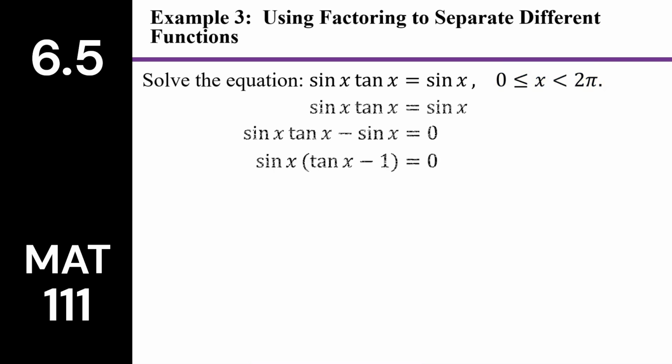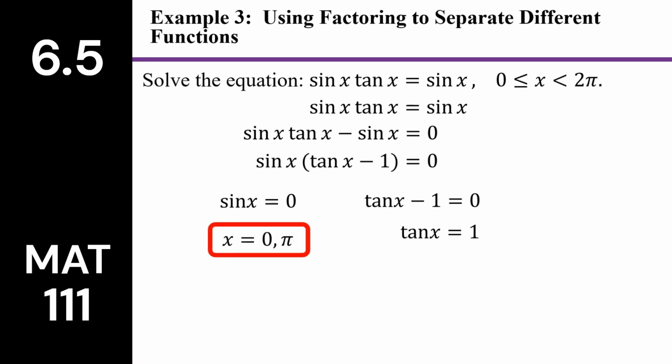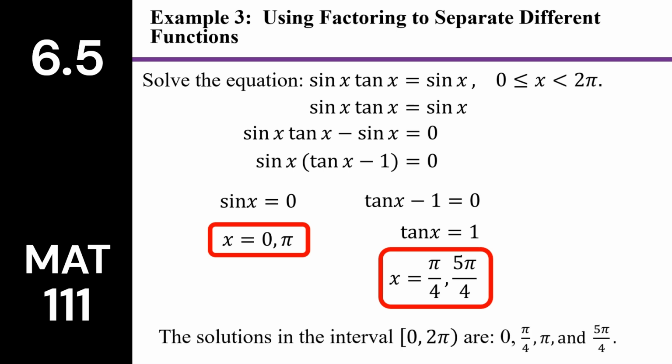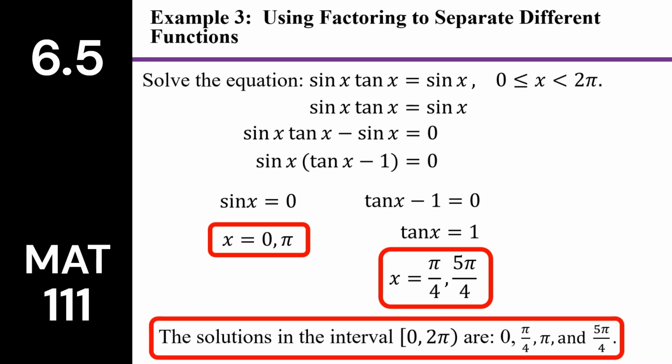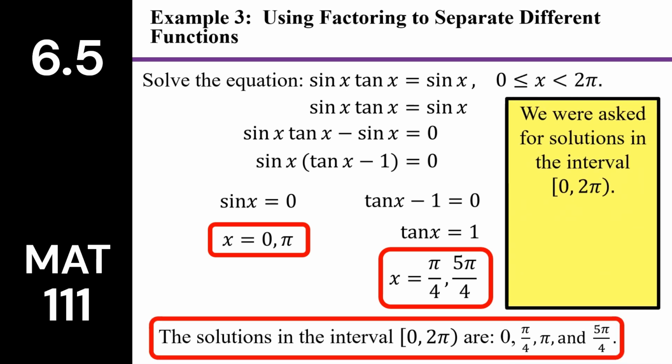To summarize, we solved our equation by factoring. We set each factor equal to 0 and solved each of those equations for the trig function. We then found where the sine of x equals 0 and where the tangent of x equals 1 over the interval from 0 to 2 pi. So these are our solutions. We were asked to find solutions over the interval from 0 to 2 pi.